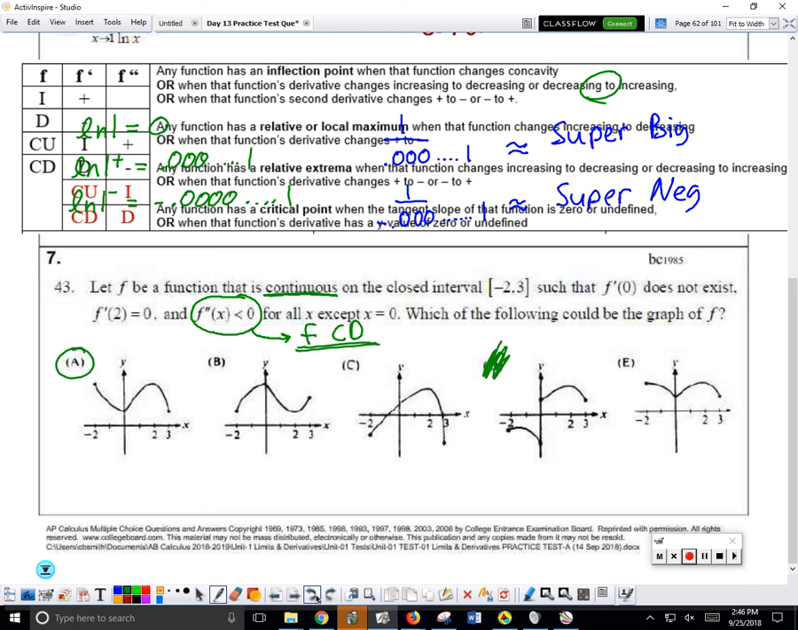Gotcha. So, are you comfortable that this matches this clue? Kind of. Let's say it again, then you say it back to me, then talk to me some more.